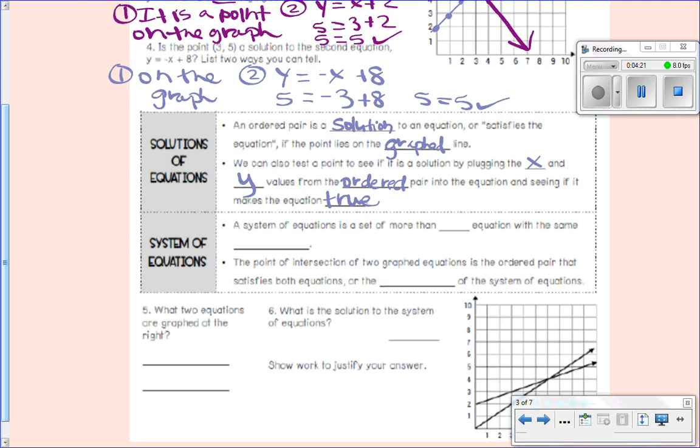All right, a system of equations is a set of more than one equation with the same variables. The point of intersection of two graphed equations is the ordered pair that satisfies both equations, or the solution of the system of equations, or the solution.